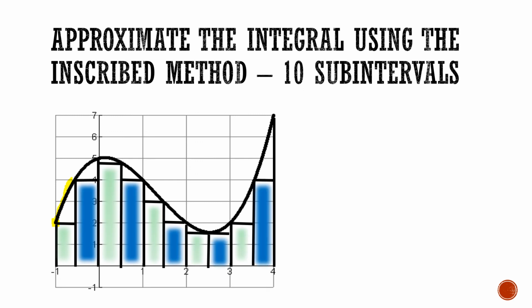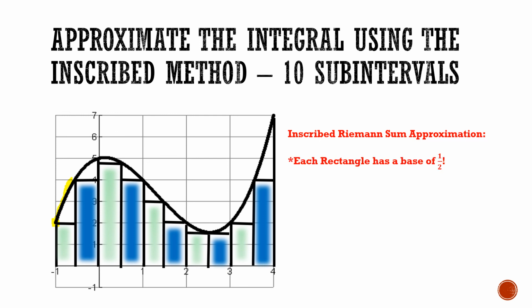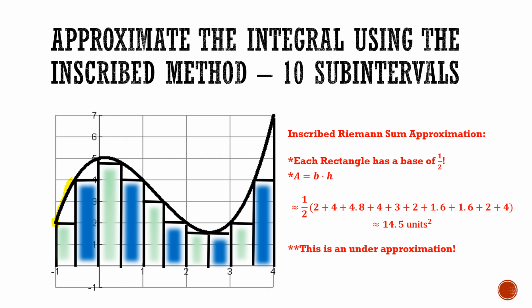Now, I can clearly see this is going to be an underestimate because all of my rectangles are underneath the curve, so I'm missing parts of it. But to get the approximation, again, I have to realize that each base is 1/2 because I'm doing 10 subintervals. The area of each rectangle is base times height. So I have 1/2 times all of my heights, which in this case is 2, 4, 4.8, and so on. I add that up and I get an approximation of 14.5 units squared. Again, this has to be an underestimate because we use inside values for every single rectangle that we drew.